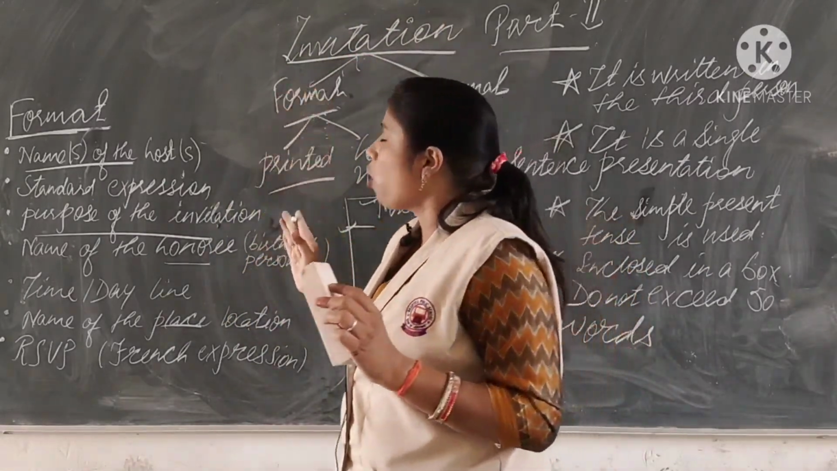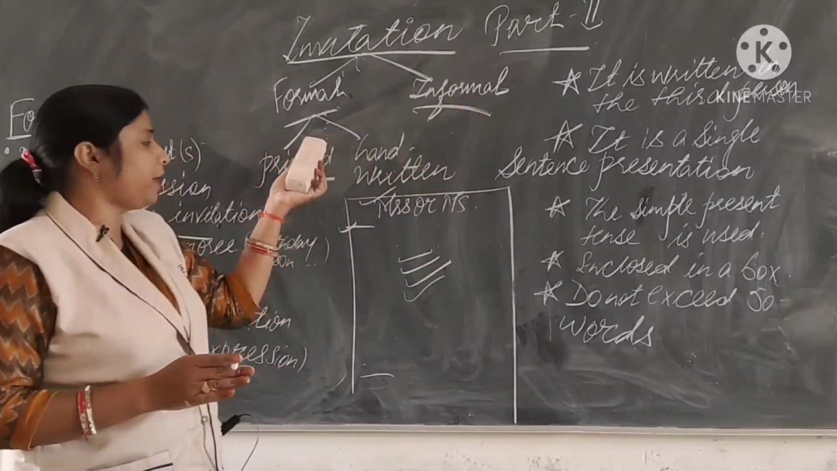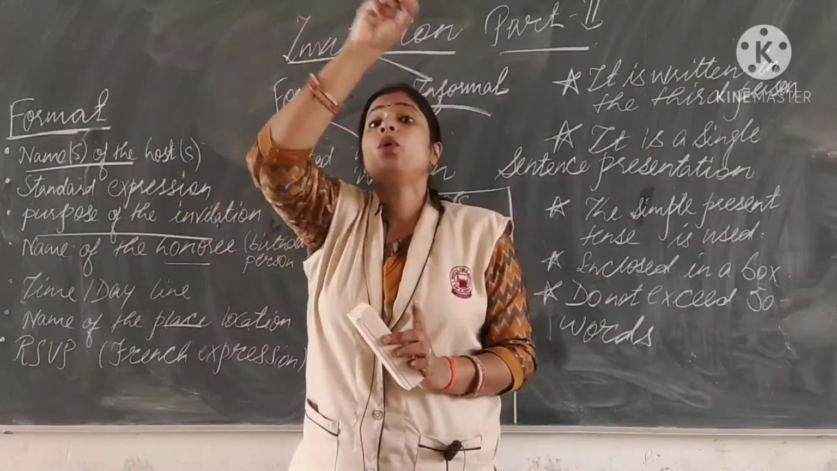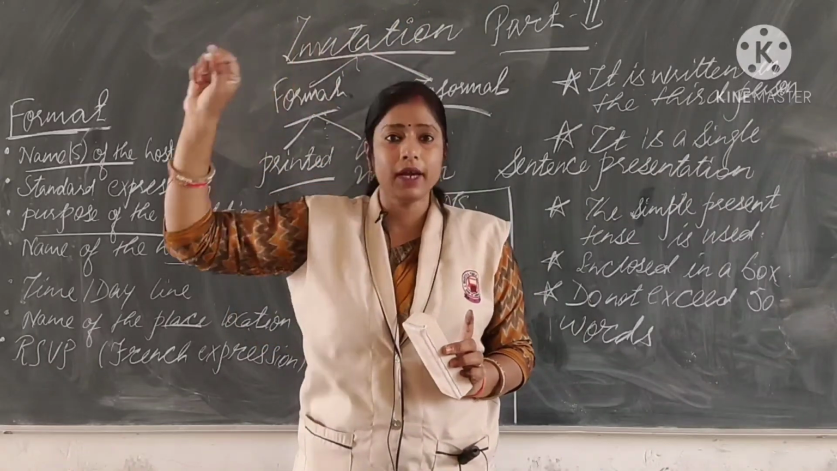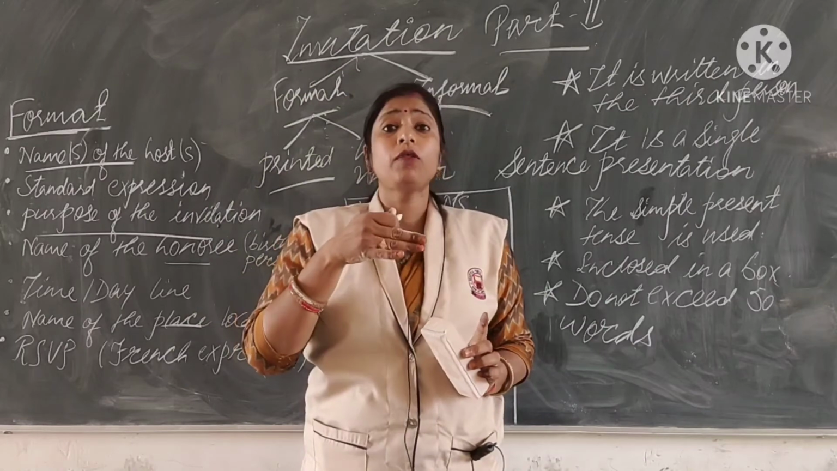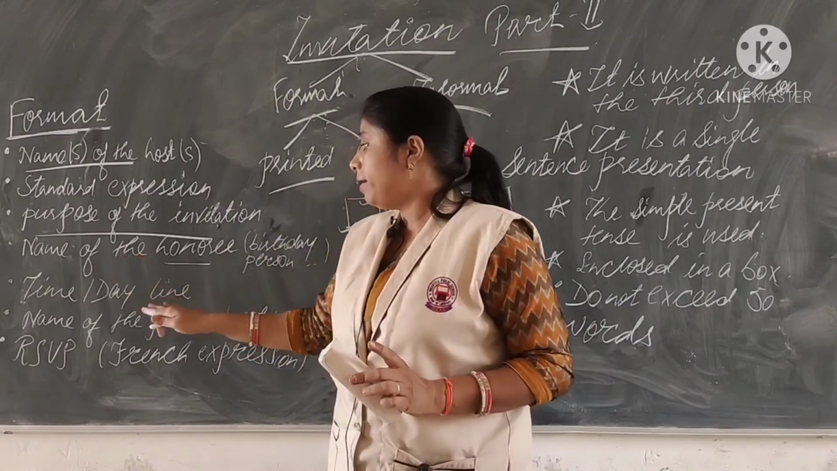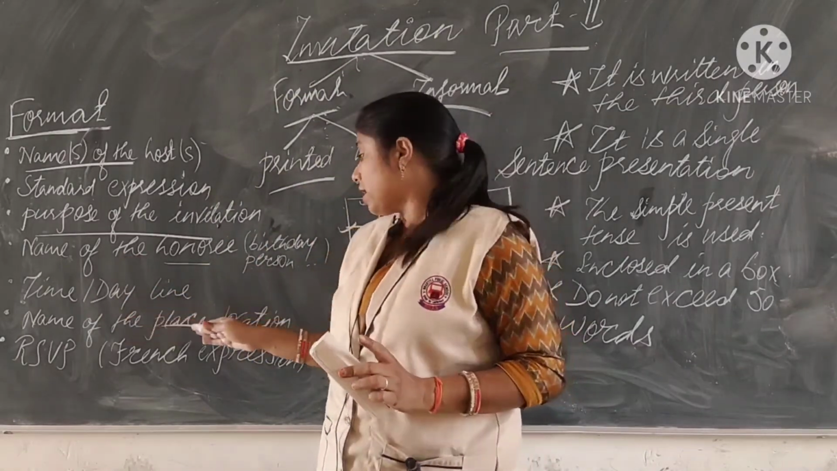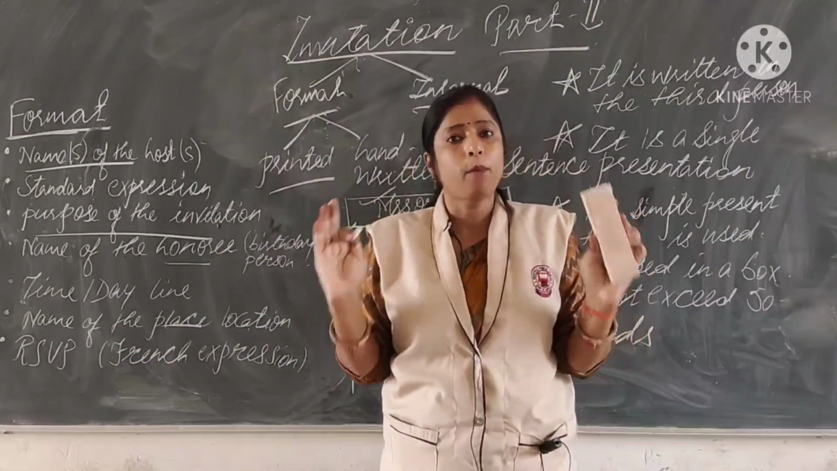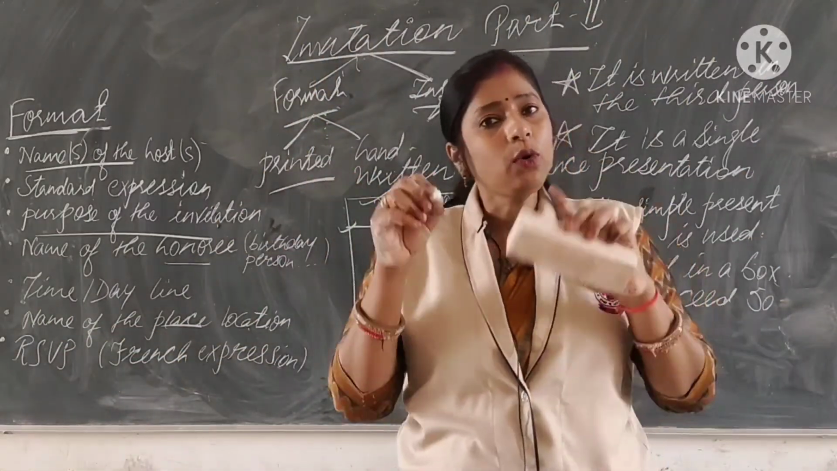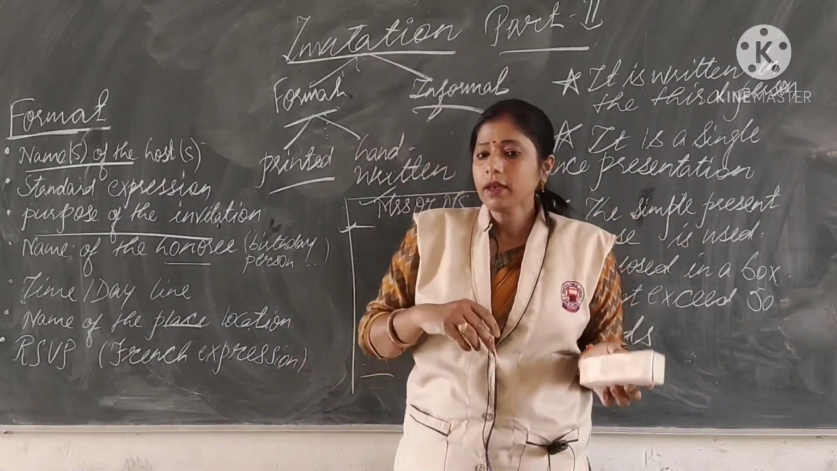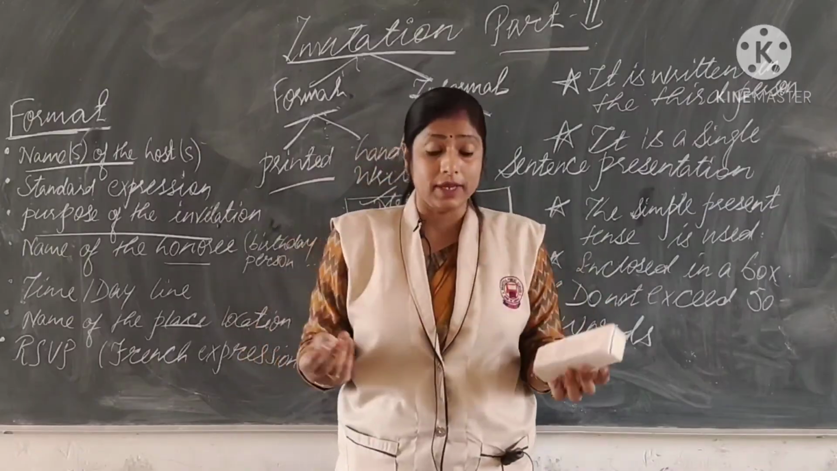So this is the way of writing a formal invitation. Printed one: name of the host, who is drafting the invitation, then standard expression, request the pleasure, then function, then name of the honoree, then time, date, day, then at last name of the place and RSVP. Okay, and we will close it in a box. Now we will do some questions related to the formal invitation. Then we will carry on with more exercises.